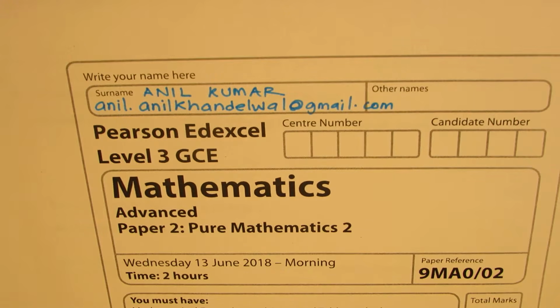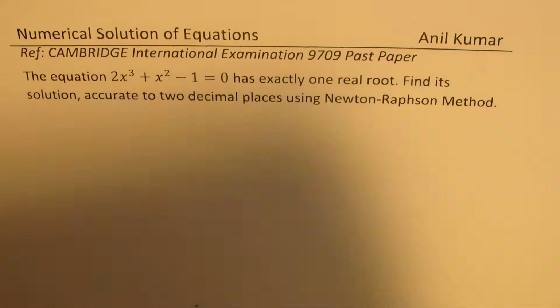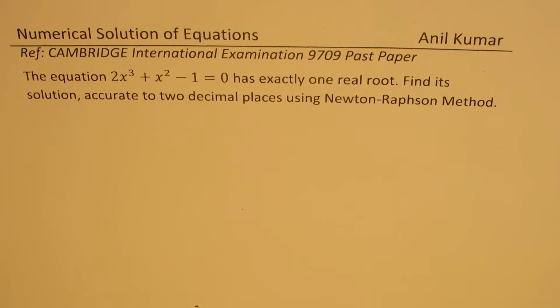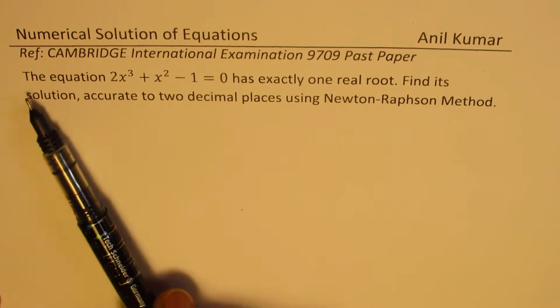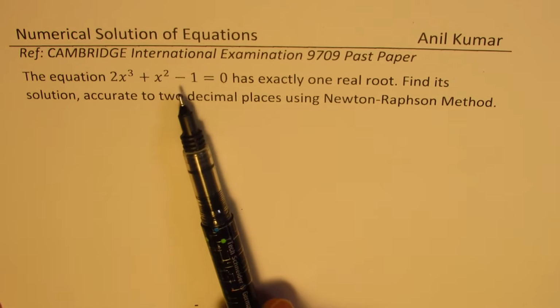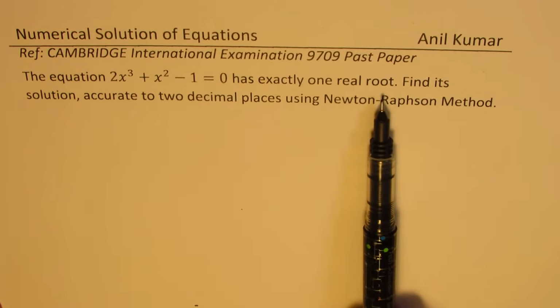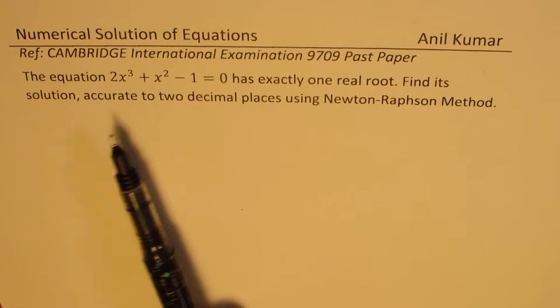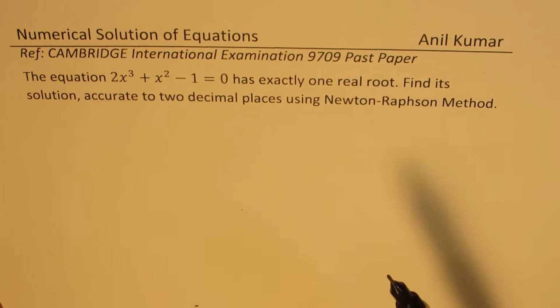Mathematics, Advanced Mathematics. Okay, so let's first discuss how we find the solution of an equation using the Newton-Raphson method. So the question here is, the equation 2x cubed plus x squared minus 1 equals 0 has exactly one real root. Find its solution accurate to 2 decimal places using the Newton-Raphson method.